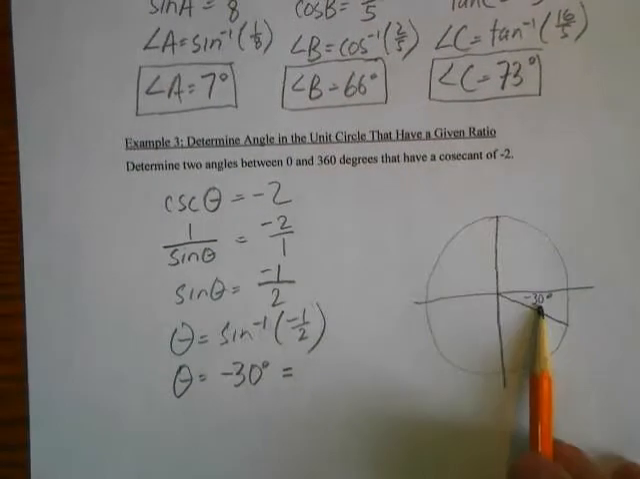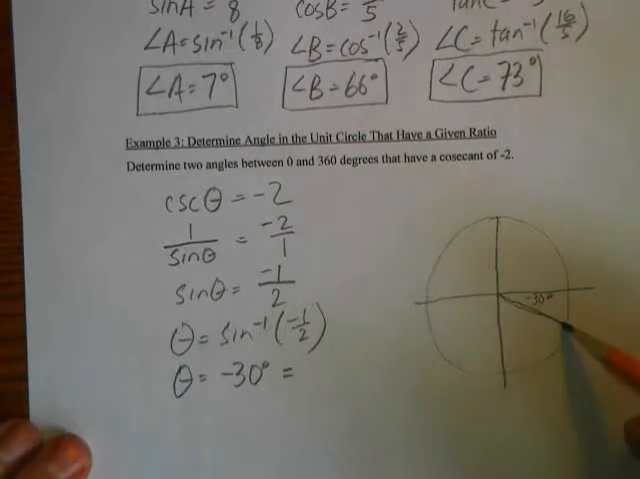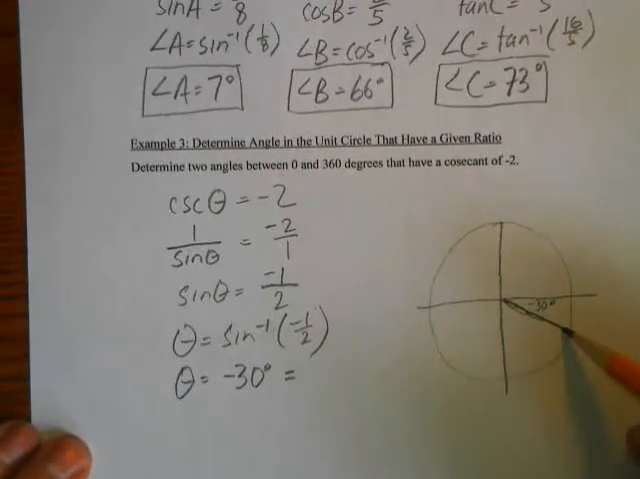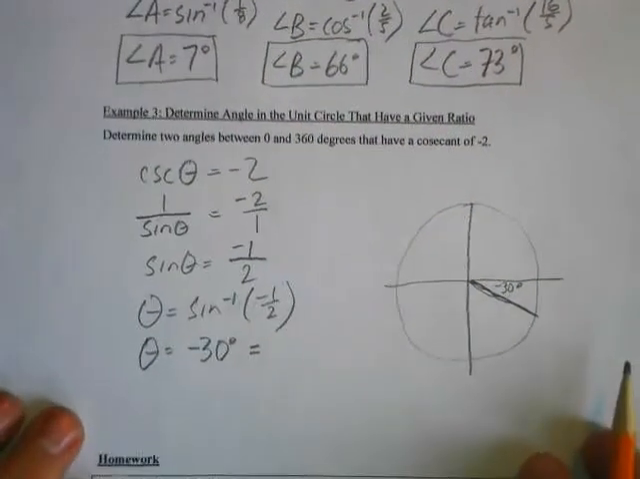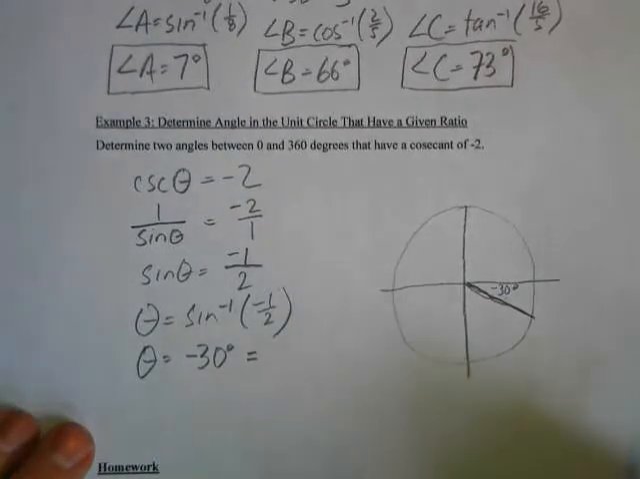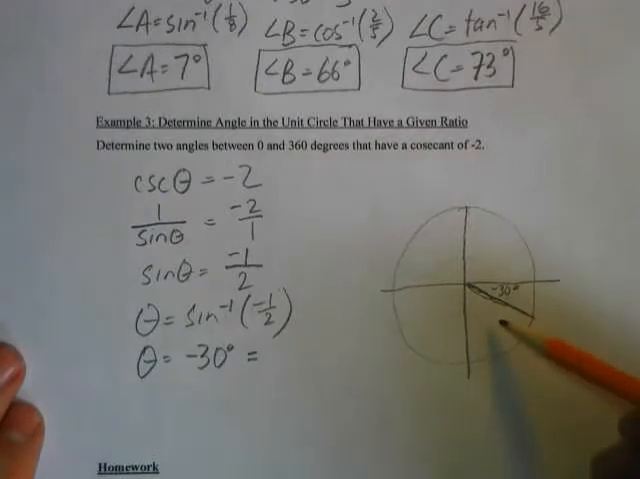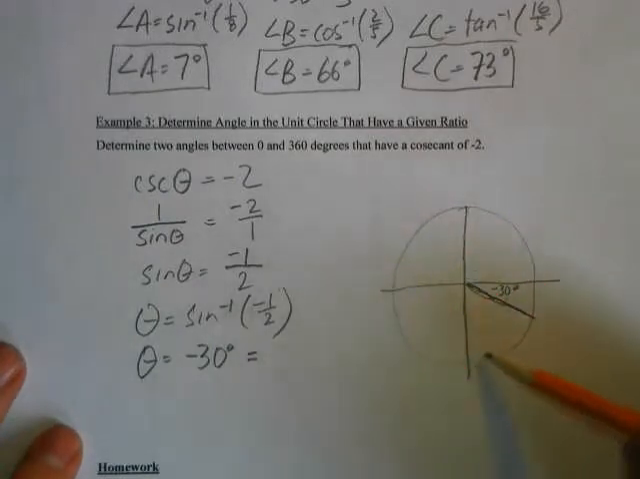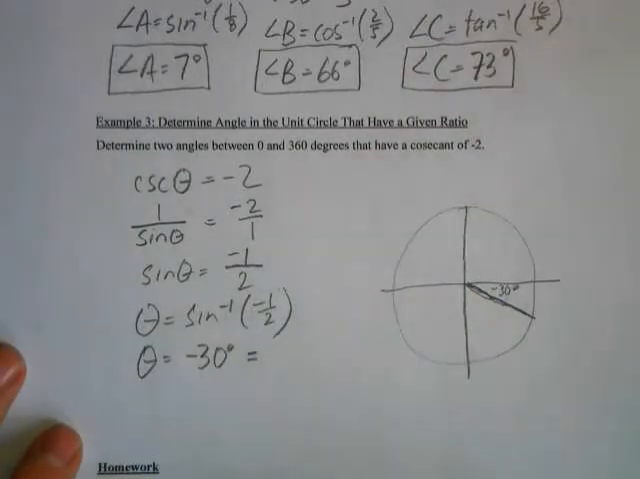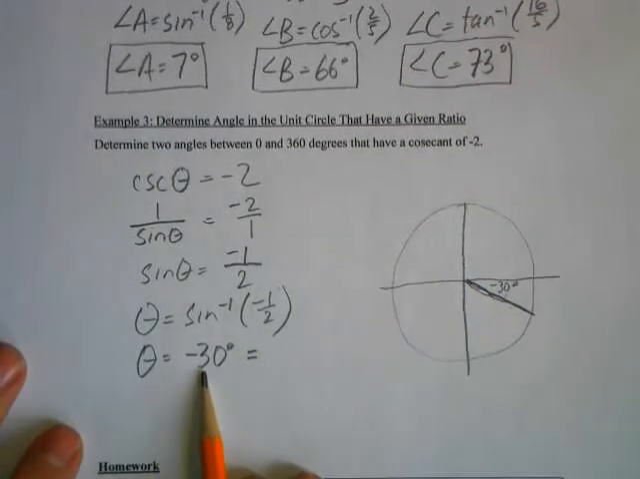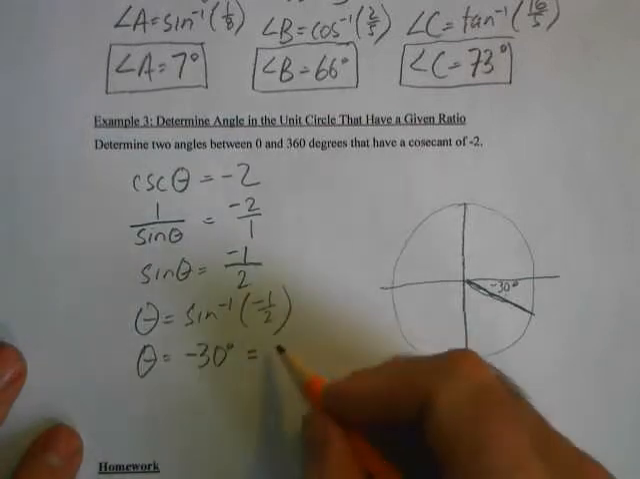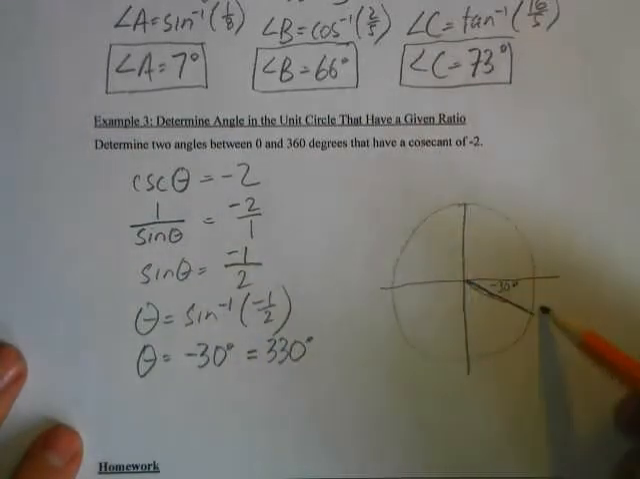Now, I want to keep my terminal arm exactly where it is, but I want to rewrite that angle as something between 0 and 360. So all I do is rotate around counterclockwise back to where I began. I'm basically adding 360 degrees to -30, and when I do that, I get 330 degrees. So that angle definitely will work.